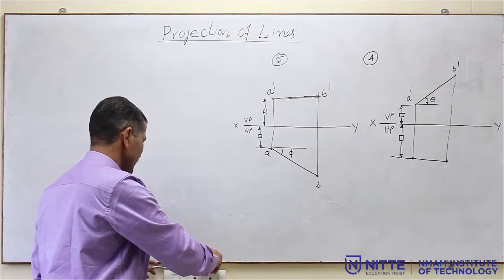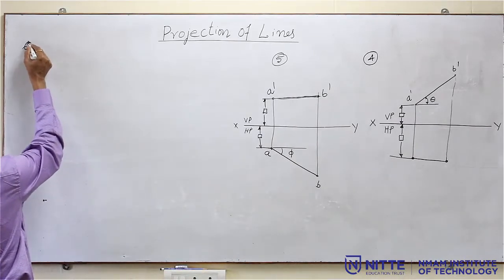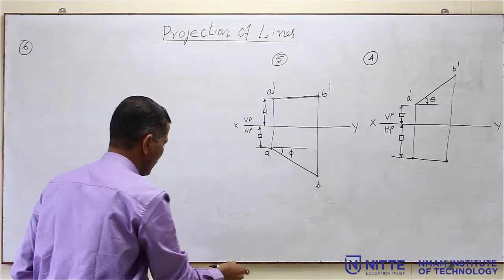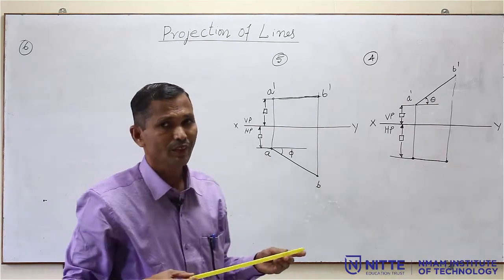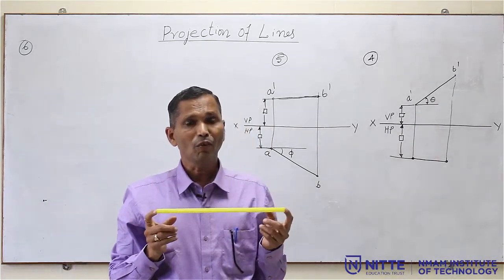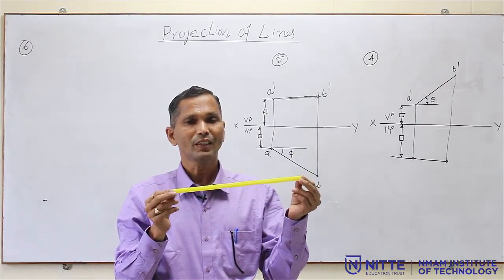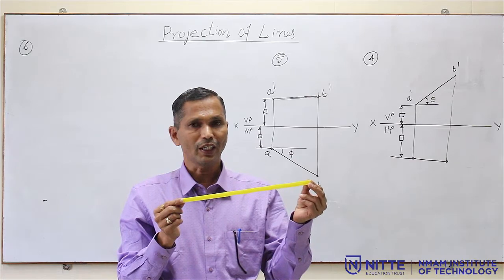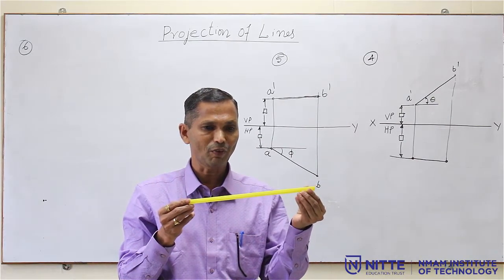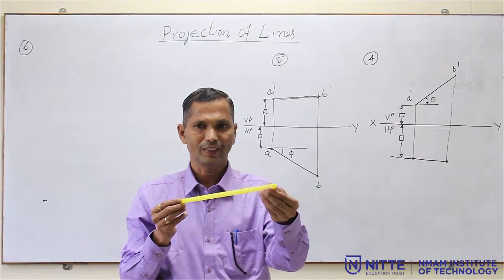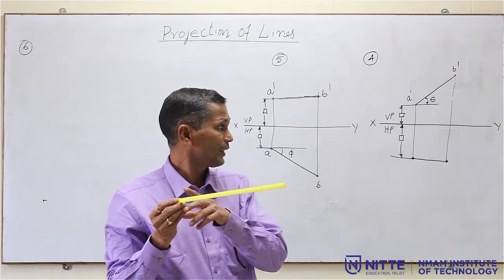Now, the sixth condition, where we are going to solve the problems. What is that sixth condition? It is inclined to both VP and HP. Now, this is not parallel to both VP and HP, so it should be inclined to both VP and HP. So, inclined at an angle of phi with respect to VP. So, I will make it like this, phi. What is this case?